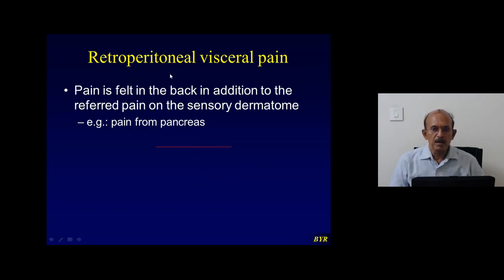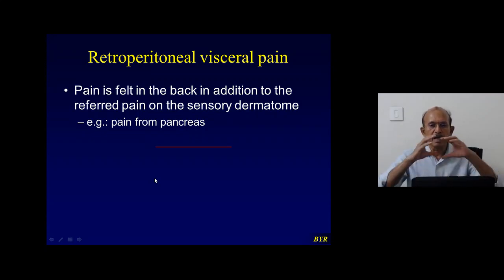Retroperitoneal visceral pain, that means viscera situated in the retroperitoneum, like the pancreas. We have seen it in the previous class. In acute pancreatitis, the patient feels pain in the back in addition to the referred pain on the sensory dermatome. Why? Because the pancreas is developed from the foregut as well as the midgut, the patient will feel pain in the upper abdomen above the umbilicus. That is the area of visceral pain of the pancreas. In addition, the patient also gets pain over the back.